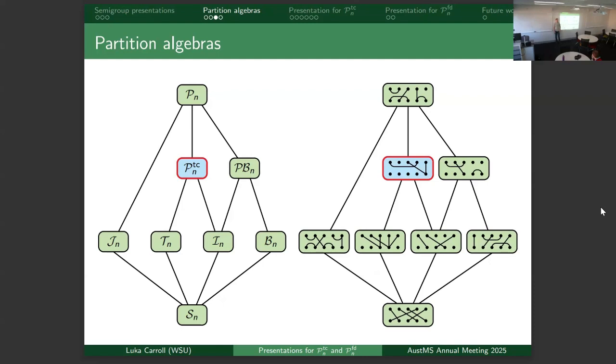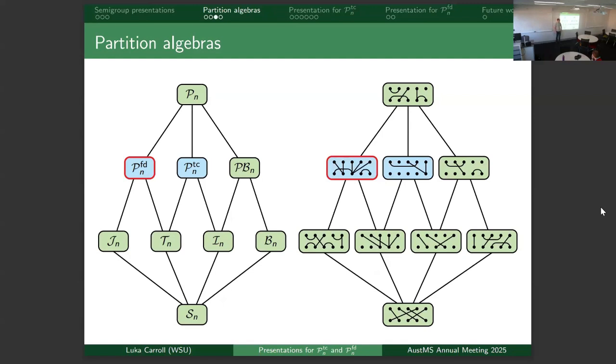Another monoid that was discovered recently is the full domain partition monoid. The elements of this monoid are defined as those where every vertex in the top row is connected to at least one vertex in the bottom row.